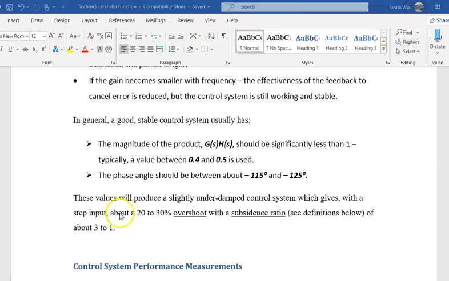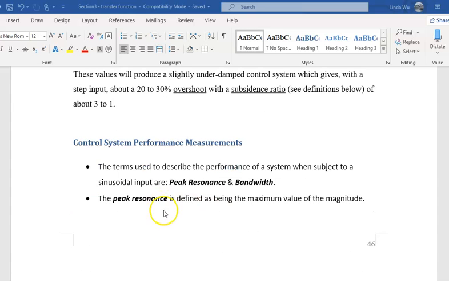So these 2 values will produce a slightly underdamped control system, which gives, with a step input, about 20 to 30% overshoot with a subsidence ratio of about 3 to 1. Subsidence ratio is defined the following.